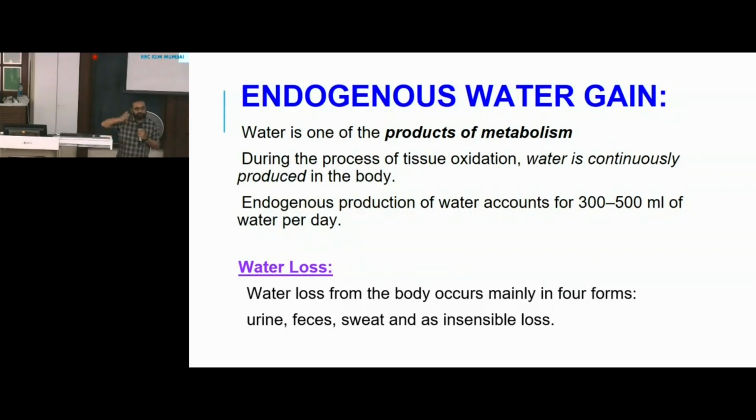So 1 to 1.5 liter nahi hai, half liter hai, 0.5 liter to 3 liter is the normal urine excretion from the adult human beings in 24 hours. So in case of physiology, anything will always be in a range. Okay, feces, sweat, and what is insensible water loss?